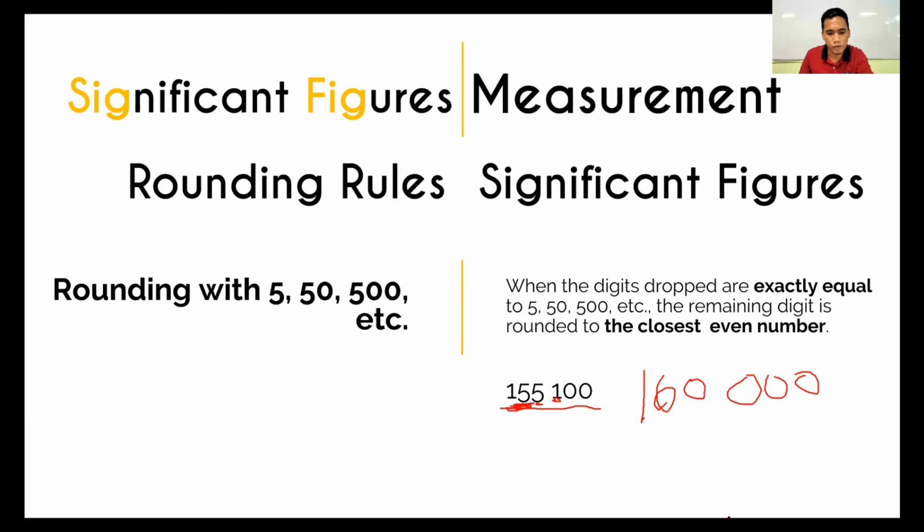But if it is exactly 5, with no succeeding number, or the succeeding numbers are all zeros, then we apply the odd-even rules. But if it is 5 and the succeeding numbers have a non-zero digit, then we round up. Remember, for 5 with succeeding numbers all zeros, we apply the odd and even rules. For 5 with a non-zero digit in the succeeding numbers, we round up. Are we clear?